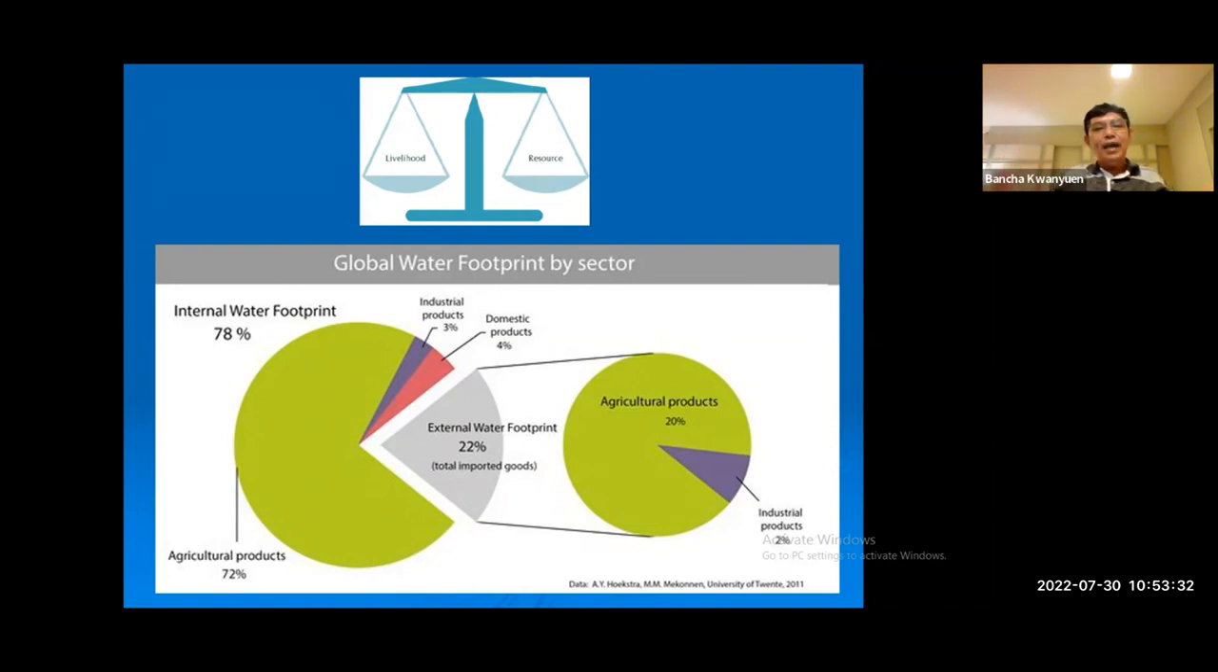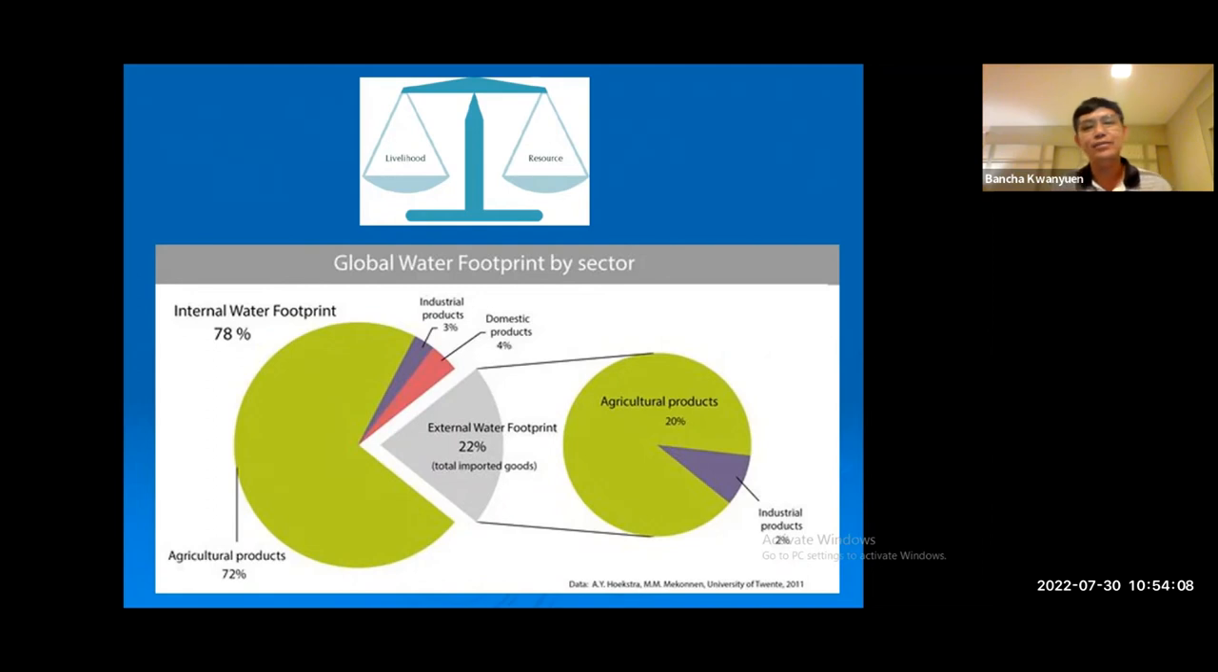So if we look at the water footprint itself, what does this mean? It means agricultural products use about 90% of the water footprint, because this takes ecology and everything into account. In the production sector, agriculture is 72 plus 20, that means 92%, industry is about 5%, and domestic about 4%. That's why we need to preserve and use less water in agriculture.